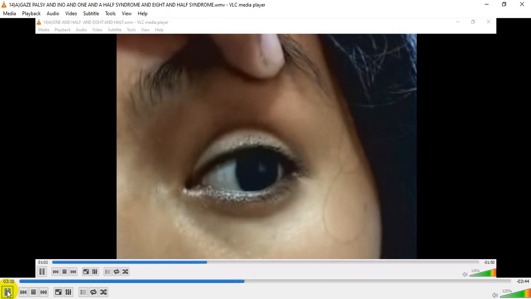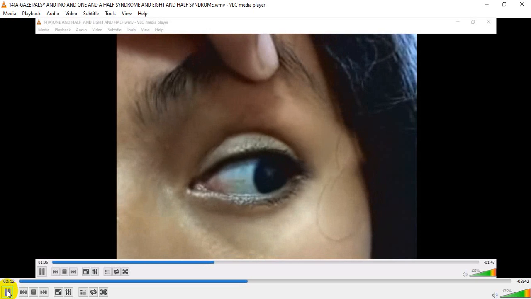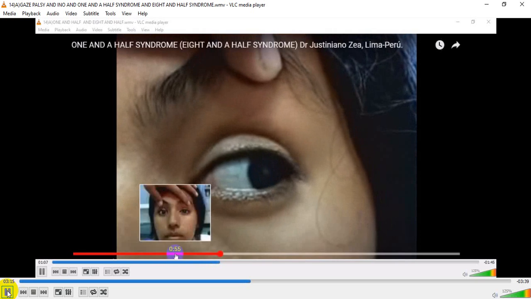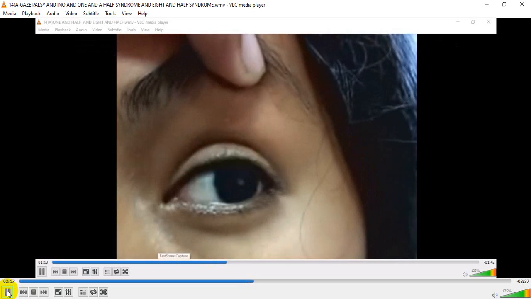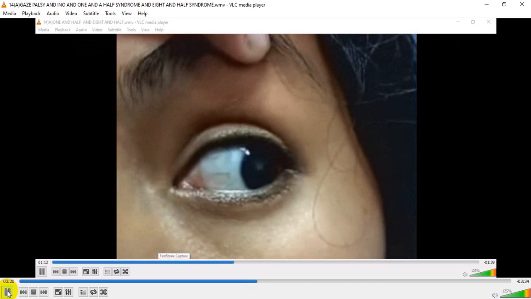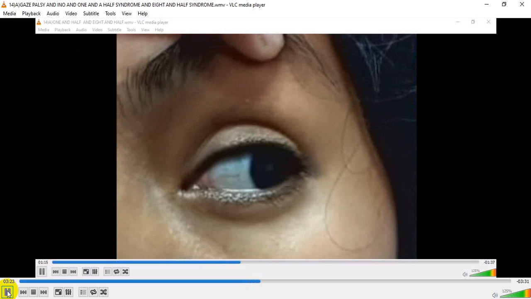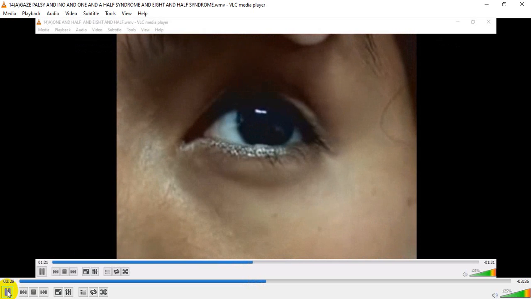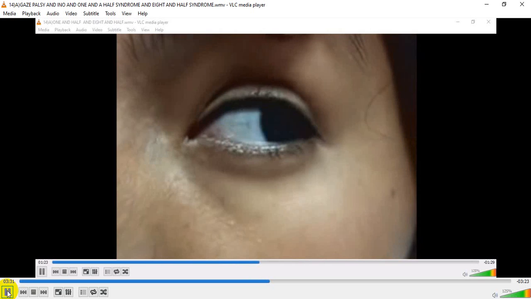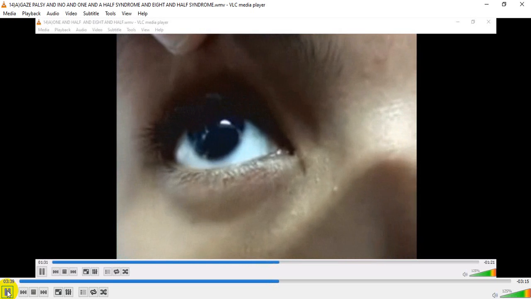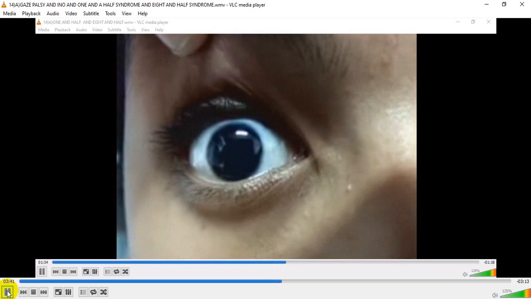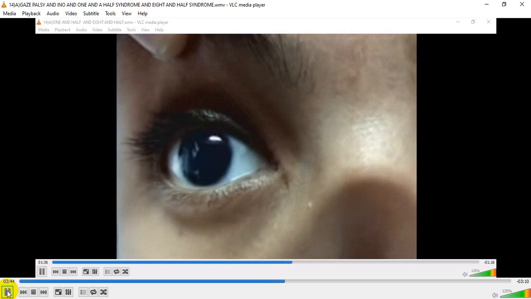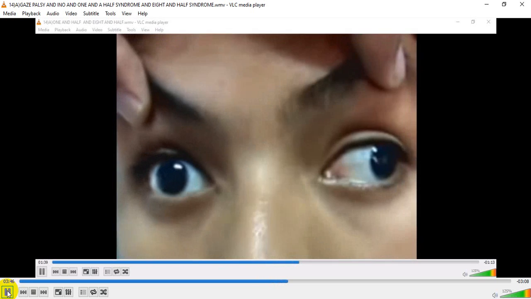Now when you are concentrating on the left eye, you can see a nystagmus, right? Okay. Now looking to the left, there is a nystagmus which can be elicited. And now in this right eye, there is no movement laterally.